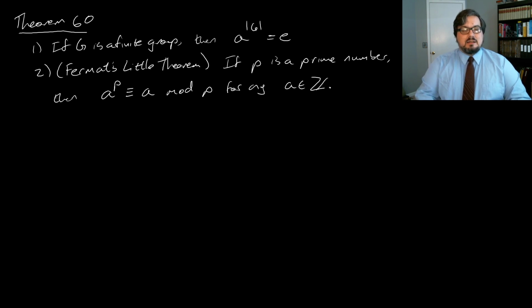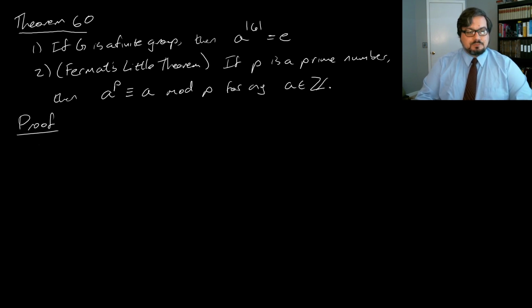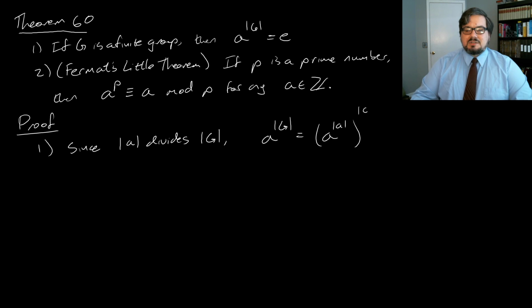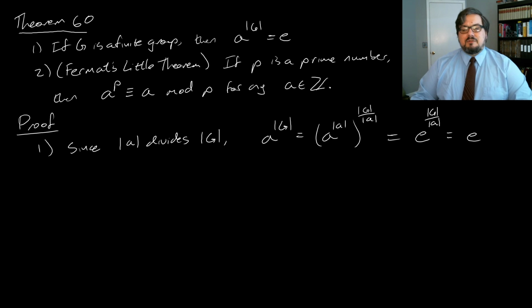So let's see how this goes. Part 1 is very quick. Part 1 says that since the order of A divides the order of G, we can write that A to the order of G is equal to A to the order of A raised to the order of G divided by the order of A. This is all valid because the order of A divides the order of G. But A raised to the order of A is, by definition, the identity. And so we get that the identity is raised to the order of G over the order of A, but that, of course, just gives the identity. So that's all for part 1, one-line proof.